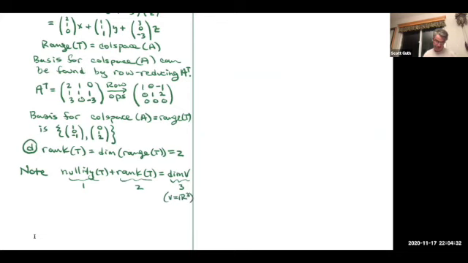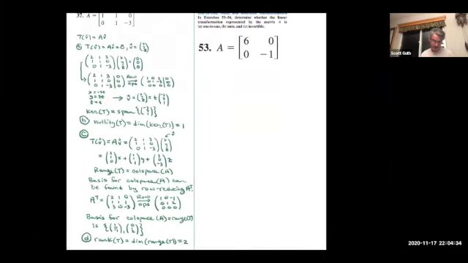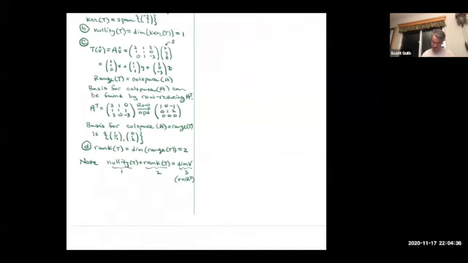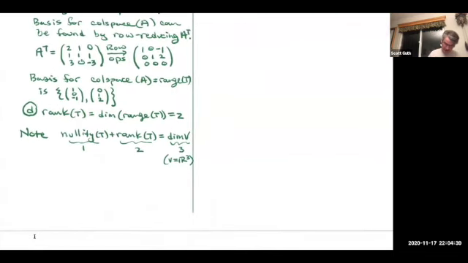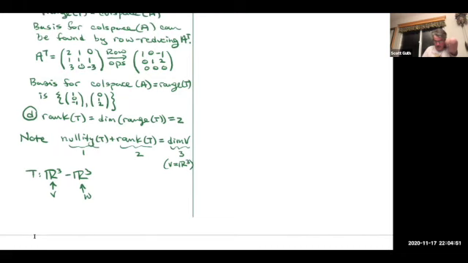Okay. Because you're mapping, I should say T is mapping from R3 into R3, just to remind you. So that's B. This is W. Okay. So that's good for that.